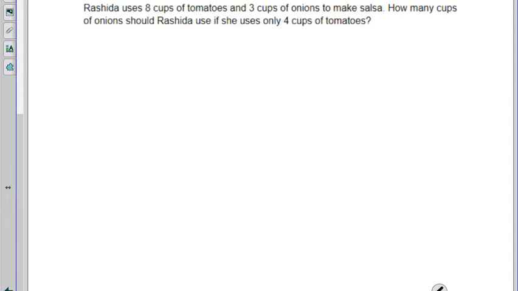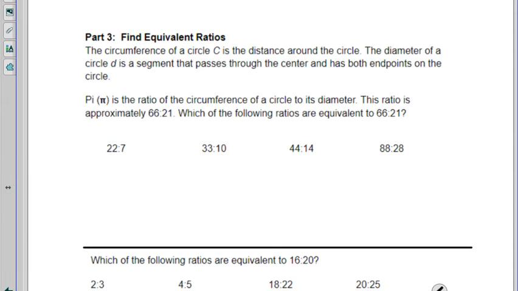Here's one for you to try. Rashida uses 8 cups of tomatoes and 3 cups of onions to make salsa. How many cups of onions should she use if she only has 4 cups of tomatoes? Give it a shot, and we'll talk about it in class.